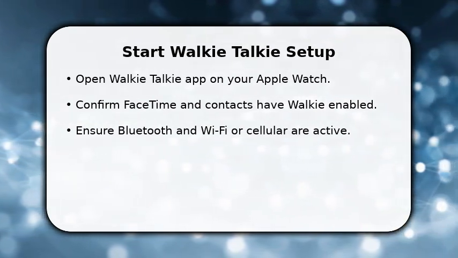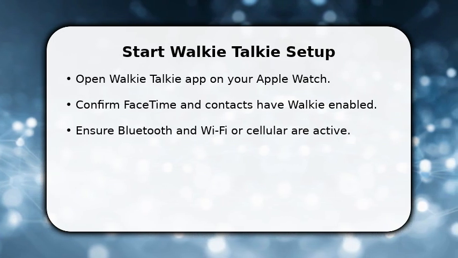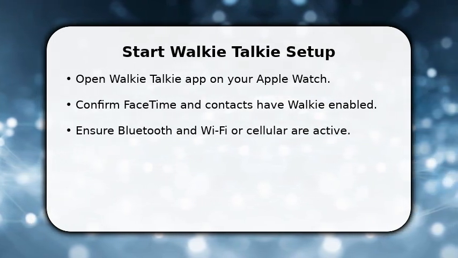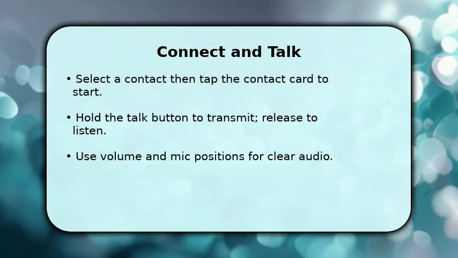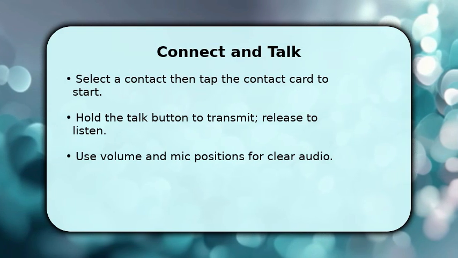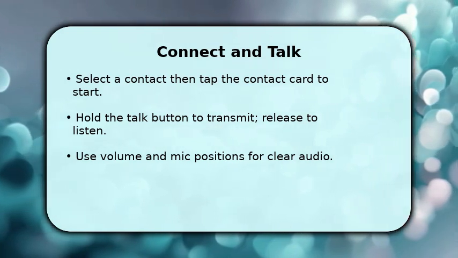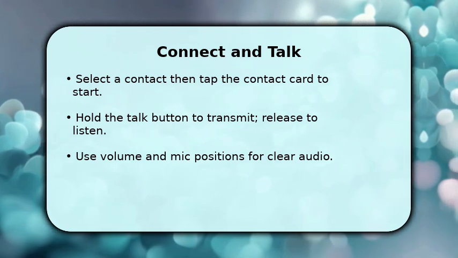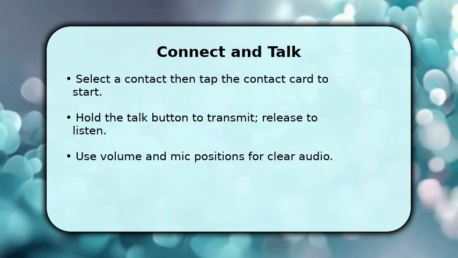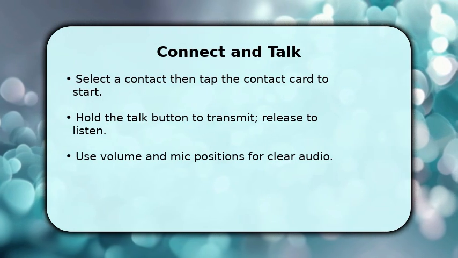If Do Not Disturb or Silent Mode is blocking alerts, turn those off so invitations and incoming chimes register immediately. Next, select the contact you added and tap to open the Walkie screen. This establishes the channel. Press and hold the big talk button to transmit. Speak clearly into the watch microphone, then release the button to hear the reply.